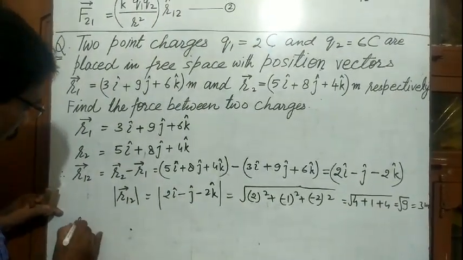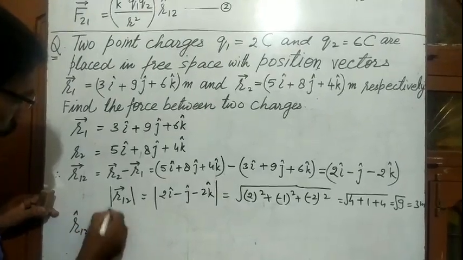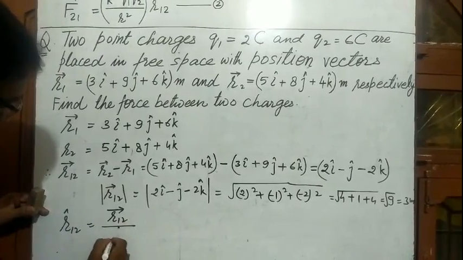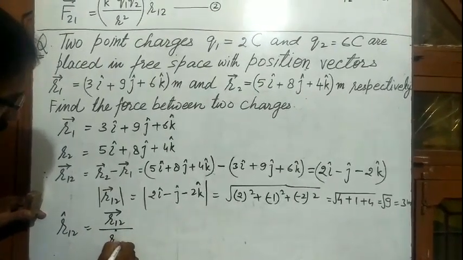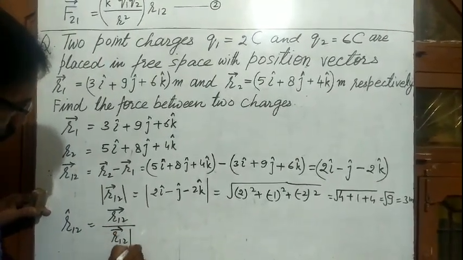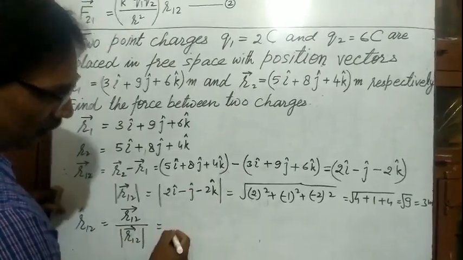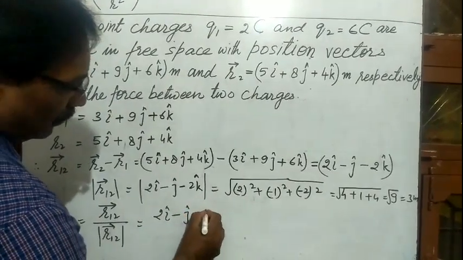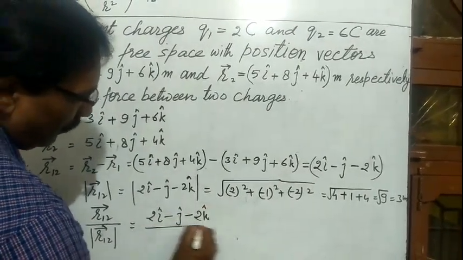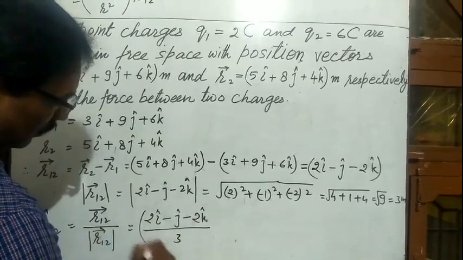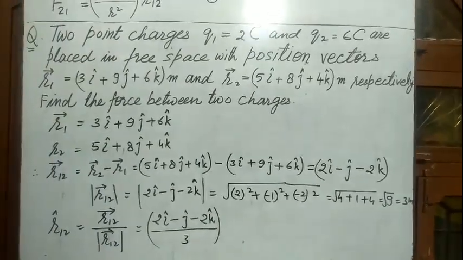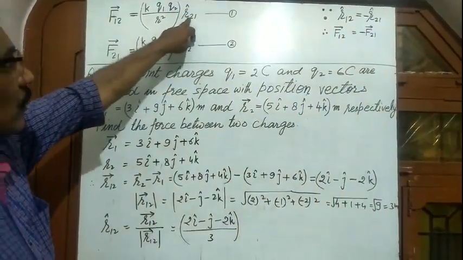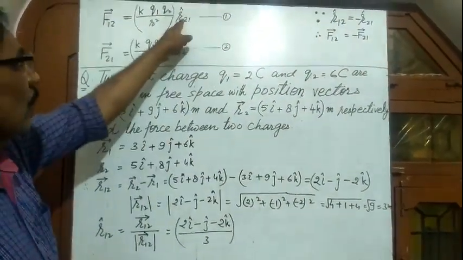And if you want to find unit vector R12 cap, this vector R12 divided by the magnitude is 2 i cap minus j cap minus 2 k cap divided by 3. This is the unit vector. Clear? So if you want to calculate F12, then you will find this unit vector R21.